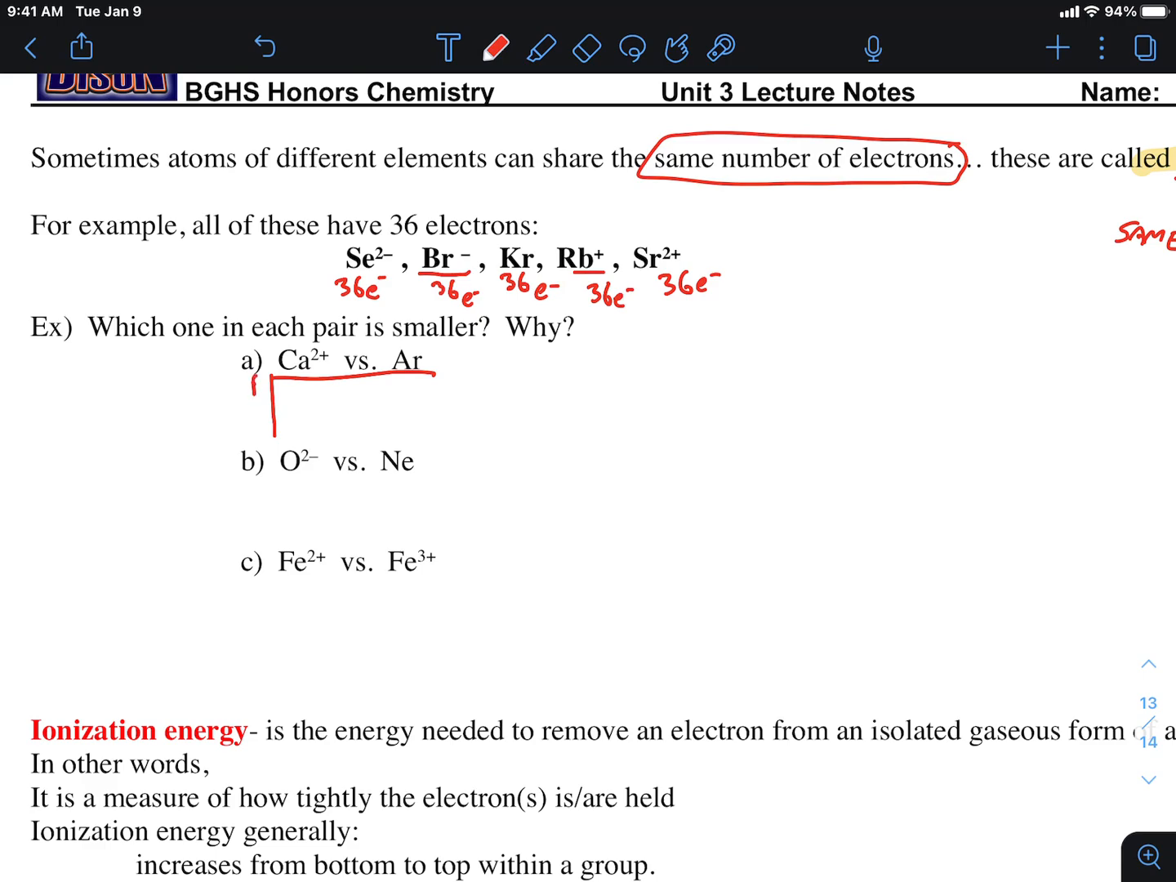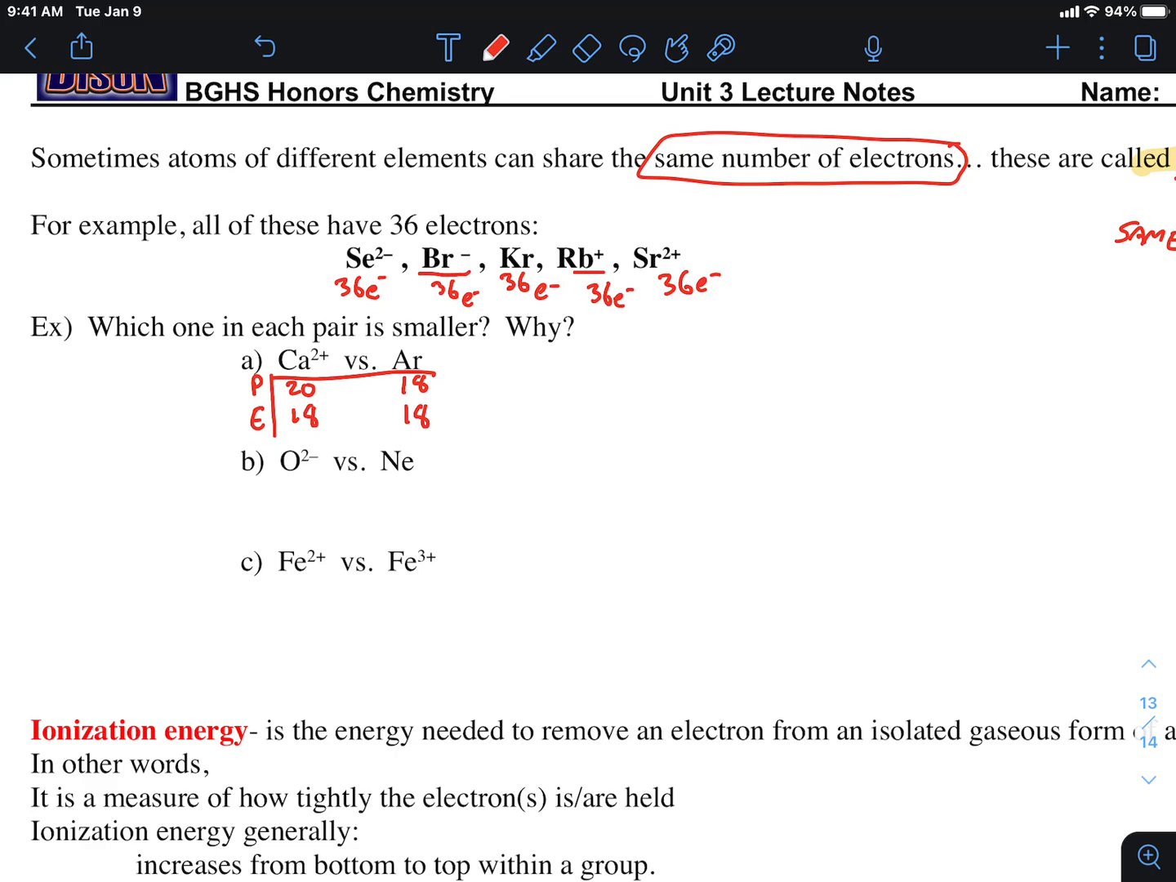We'll make ourselves a little chart here. Calcium has 20 protons, but because it's positively 2 charged, it has lost 2 electrons, so it's only got 18. Argon has 18 protons, and it has 18 electrons. So in this comparison, I'm comparing two different elements that have the same number of electrons. Whatever is the same between them is a non-factor. The real difference here is the number of protons.